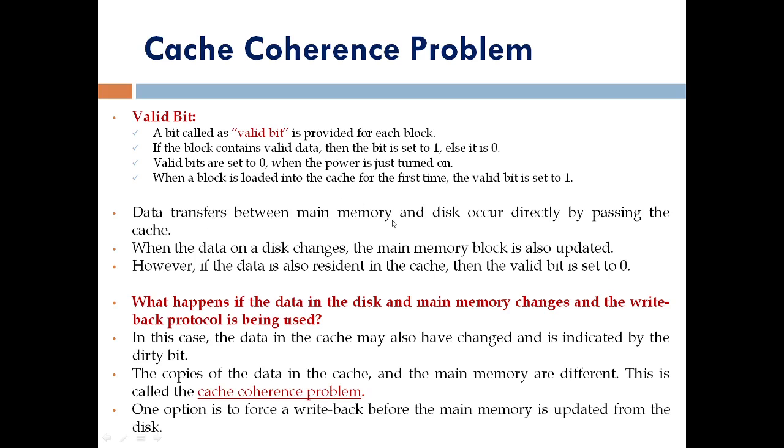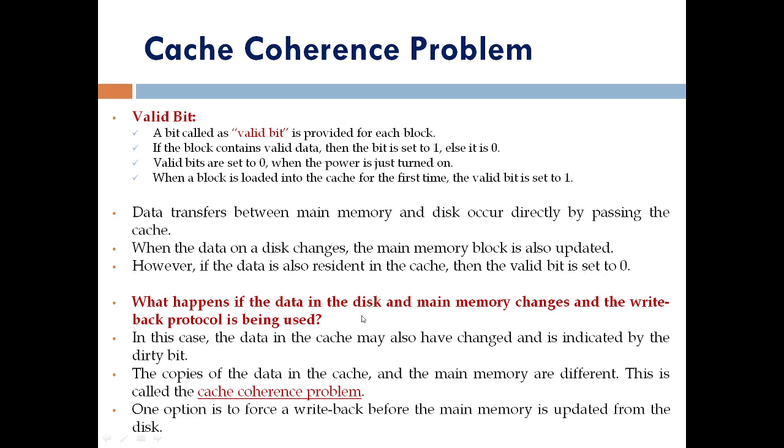Data transfers between main memory and disk occur directly, bypassing the cache. When the data on a disk changes, the main memory block is also updated. However, if the data is also resident in the cache, then the valid bit is set to 0.